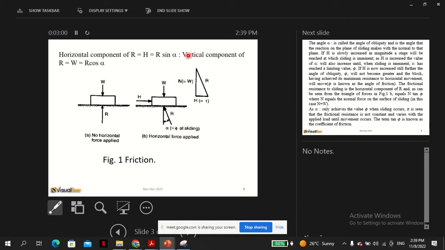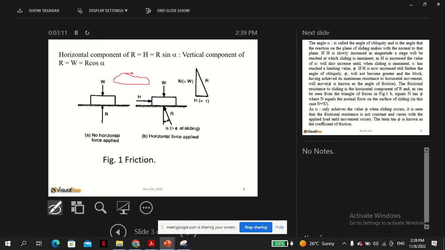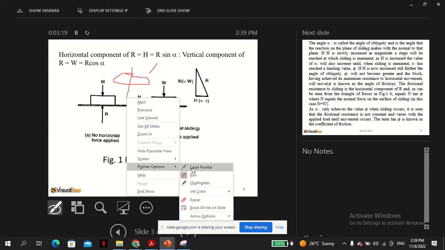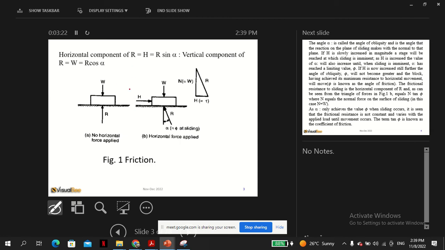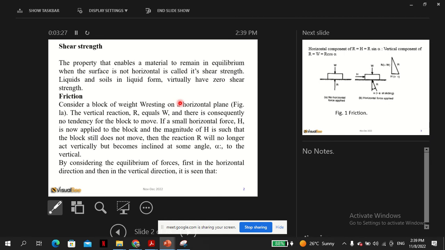So this idea we are going to, maybe it's easier to understand with the phi. I think I already told you about this. So we want to bring clarity in this part of how this is related to phi. So of course phi is called the internal friction angle. So with that in mind, the vertical reaction R equals W, and there is consequently no tendency for the block to move, because there is equilibrium.